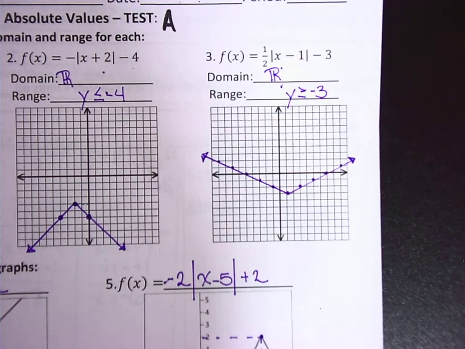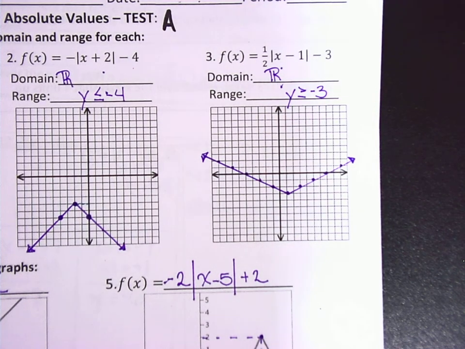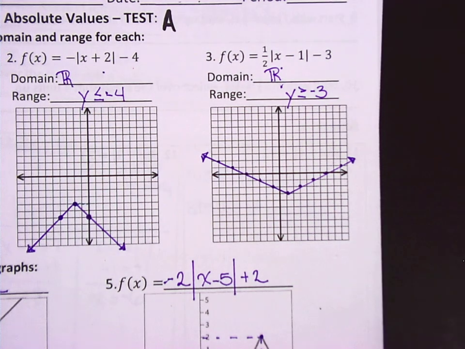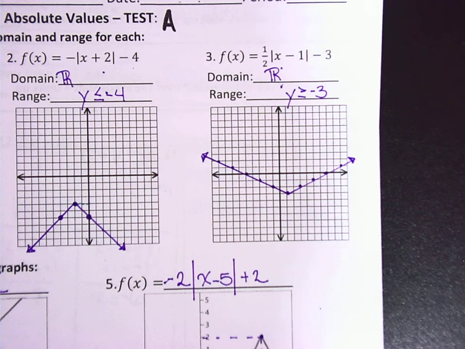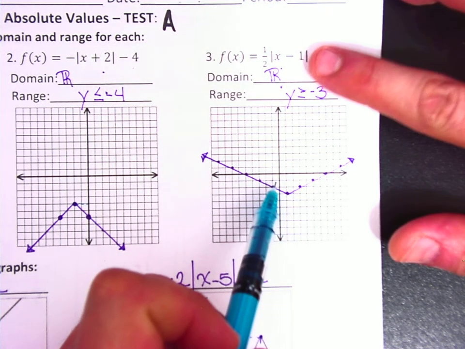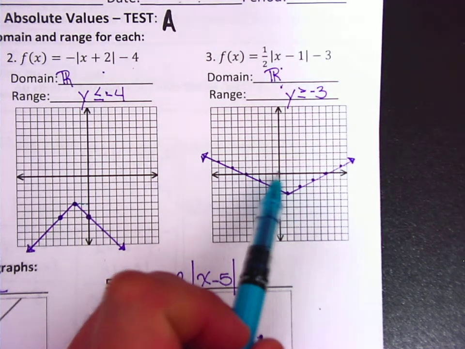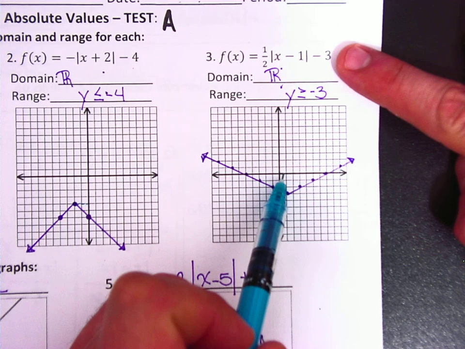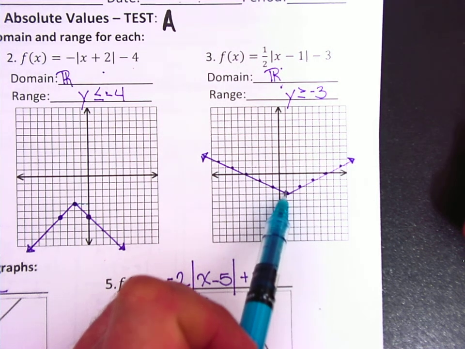For question 3, I don't know why I keep saying part. For question number 3, we have f of x equals 1/2 the absolute value of x minus 1 minus 3. Domain, once again, will be going infinitely left and right, so we have all real numbers. To graph this graph initially, start at the origin again. The minus 1 tells us we're going to the right 1 this time, and the minus 3 outside means to go down 3 units.